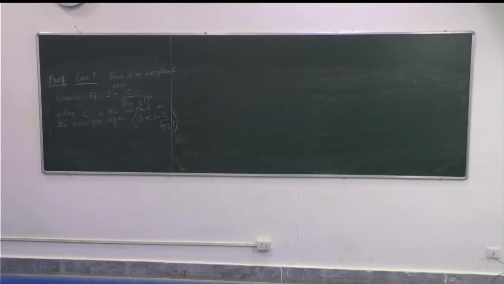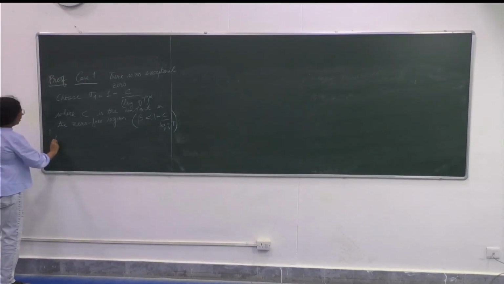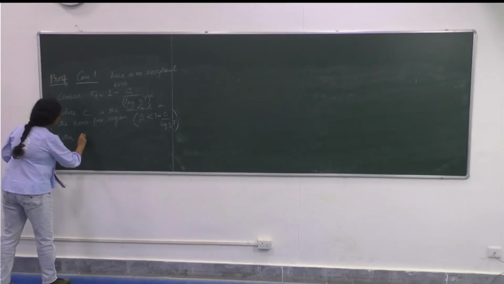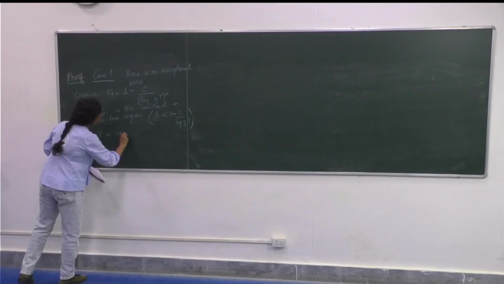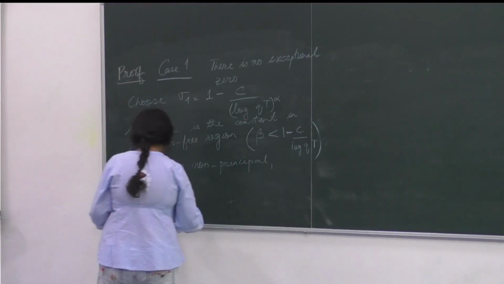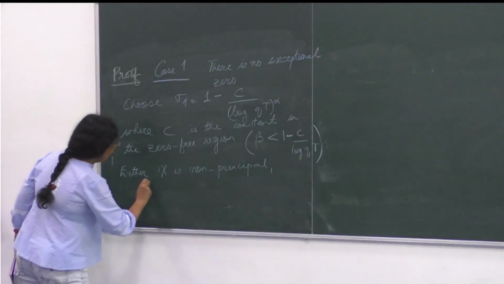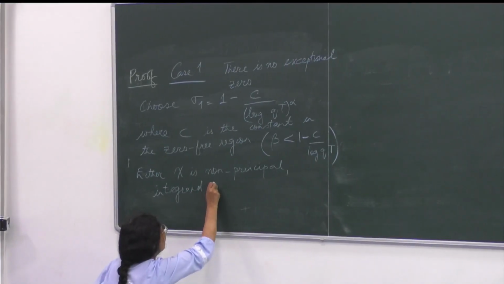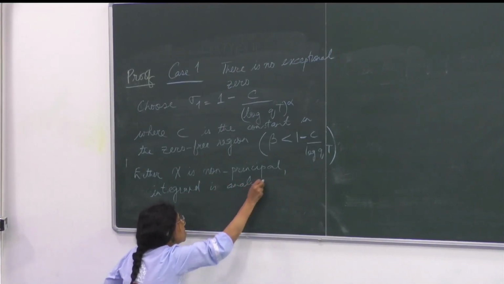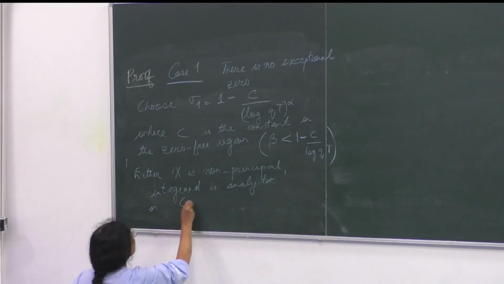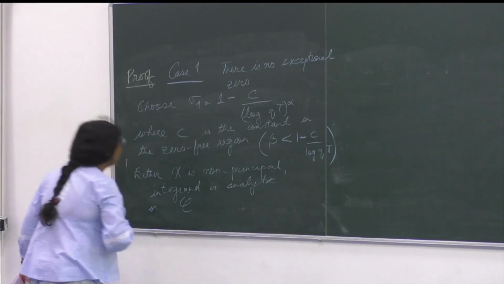Either chi is principal or chi is not. So begin by chi being non-principal, and then what we have is that the integrand is analytic in C. C is my contour of integration.